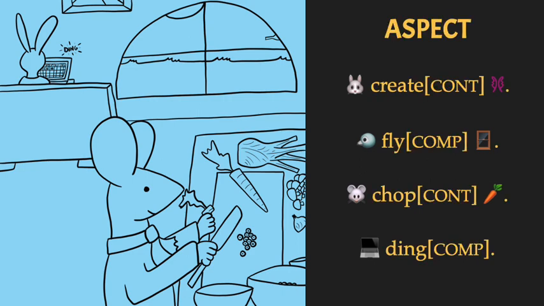In terms of aspect, the creating of the glyphs was continuing, so it was ongoing. The bird flew past the window and it was complete, so that would be marked in the complete aspect. The vegetables being chopped is continuing, and then the computer dinging is complete.